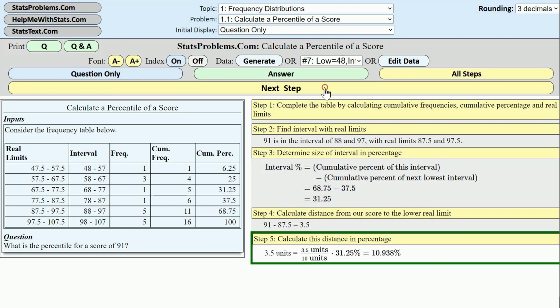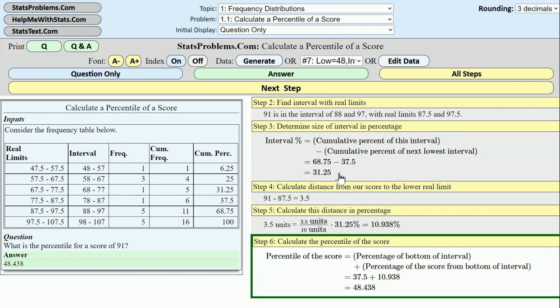In Step 5, we calculate this distance in a percentage. 3.5 units equals 3.5 units divided by 10 units, the width of the interval, times 31.25%, which is the width of the interval in a percentage. This works out to 10.938%. Our score of 91 is 10.938% above the bottom of the interval.